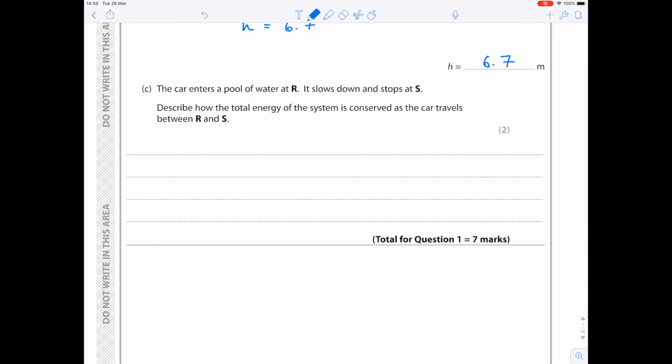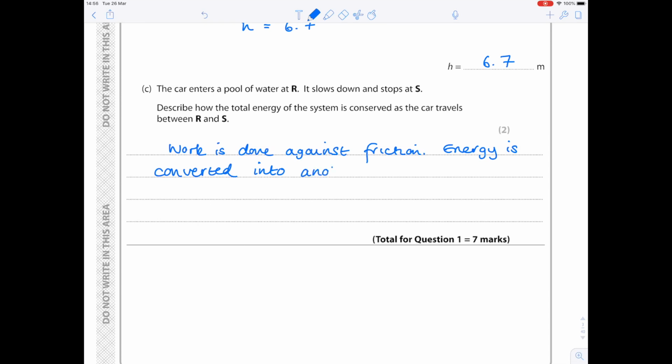So state first of all that work is done against friction and energy is converted into another form. E.g. thermal energy of the water.